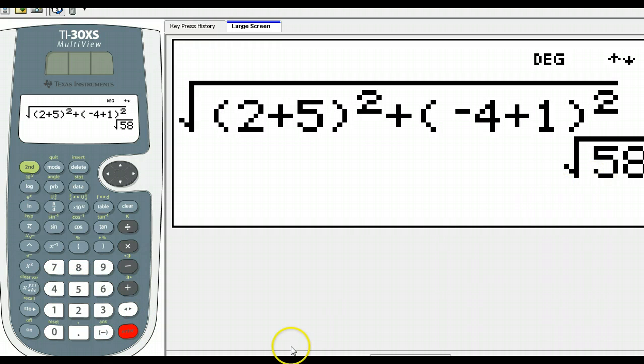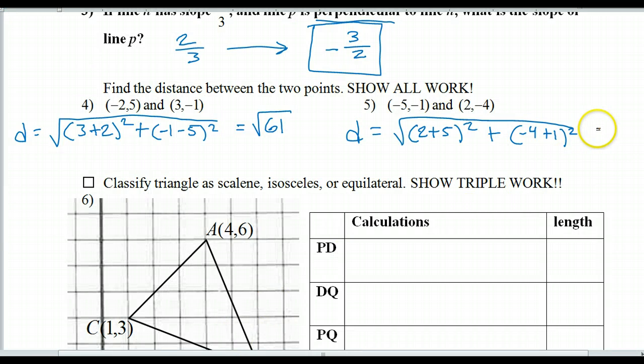Okay, radical 58 is what we should have gotten right there. Fantastic. So that is how you do number 4 and 5.